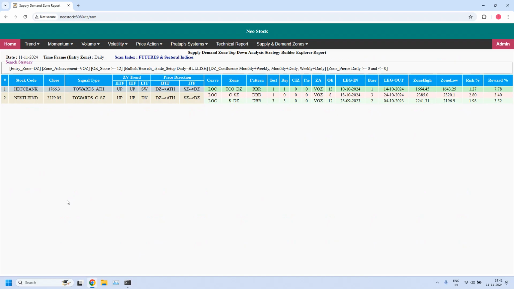In both these stocks, the daily zone is part of the weekly zone. Both together again part of the monthly zone. And monthly trend is up in both the stocks. If any of these stocks are having monthly EMA confluence, they are even more high probability setups. Let's verify.